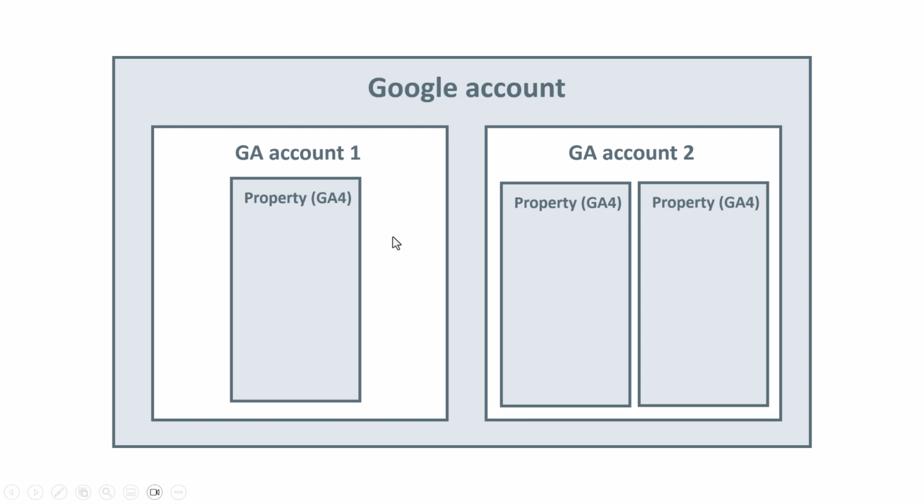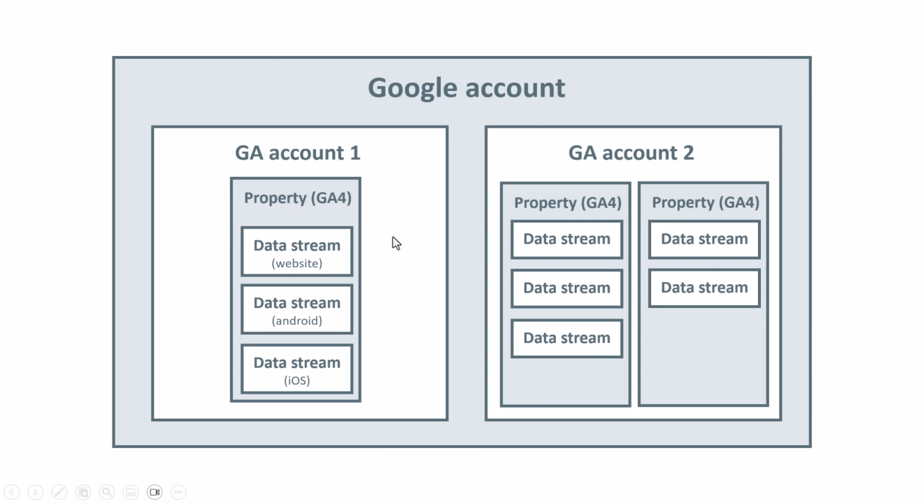And then in each property, you can have multiple data streams. Even though you can technically have multiple website data streams, Google highly recommends that you use one website data stream for multiple websites. Of course, if you decide to track multiple websites in the same property. So when we install Google Analytics, that tracking code will be sending data to the data stream, and then the data will become available in the property. And now let's take a look at how we can install Google Analytics.